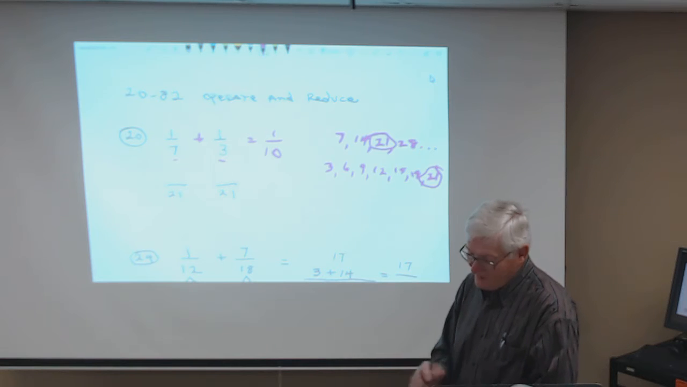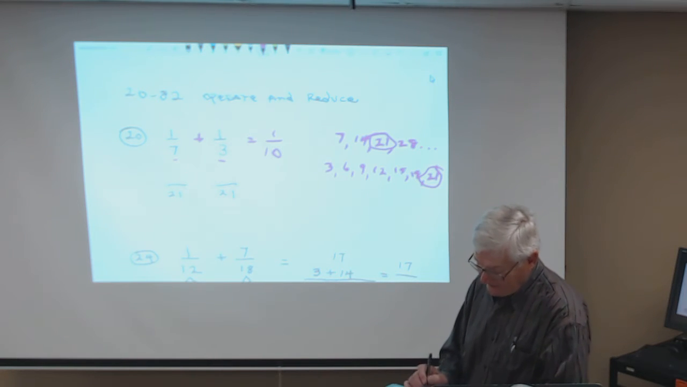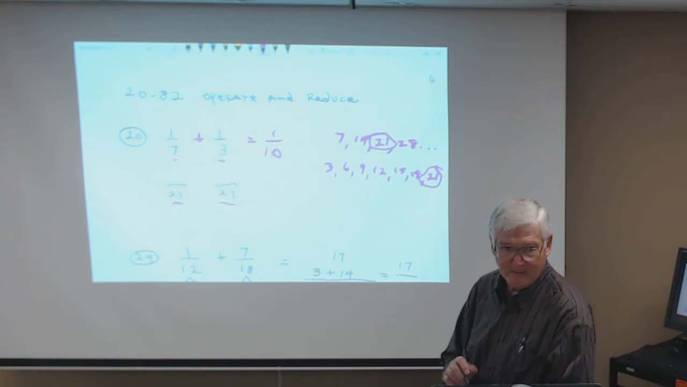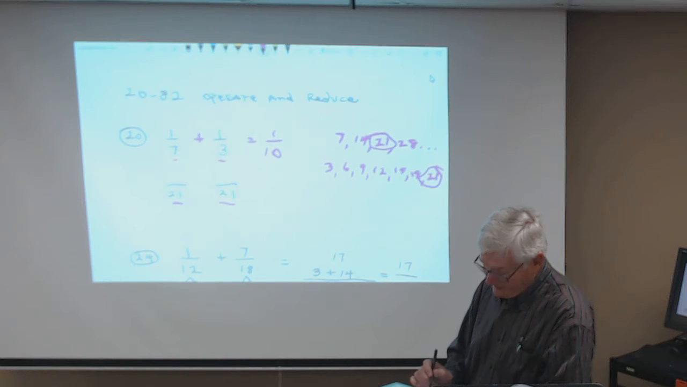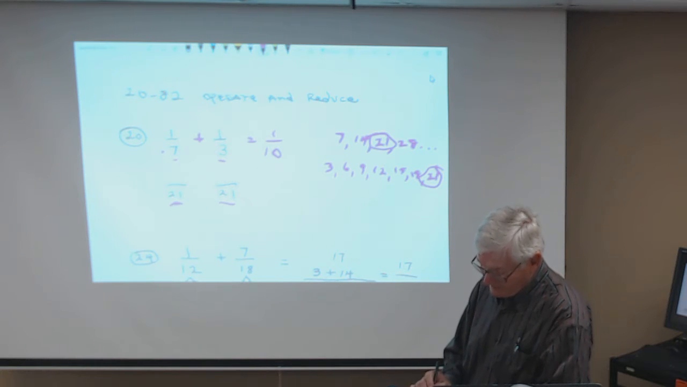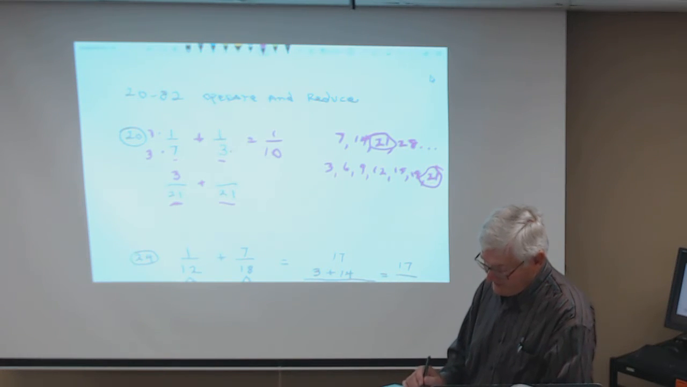You go, no, you don't have to do all that work. You can just say 3 times 7 is 21. And that's my common denominator. Then, what do I take times 7 to get 21? 3. So that takes this times 3, so I have 3 over 21.